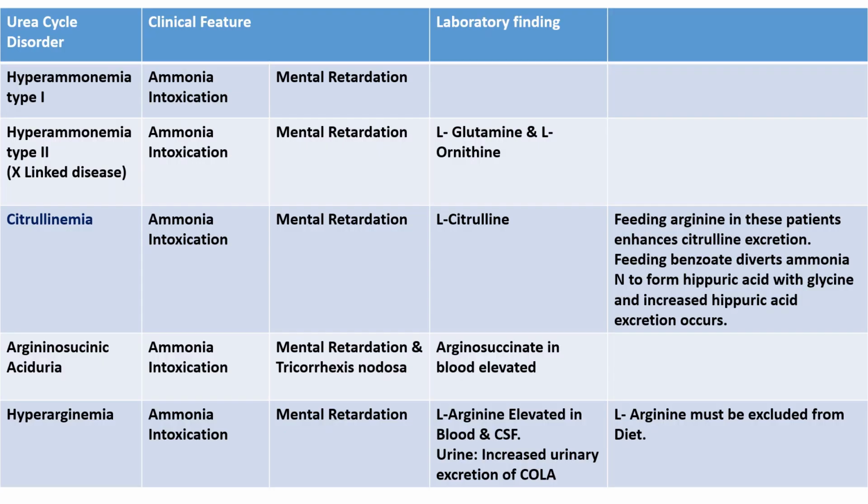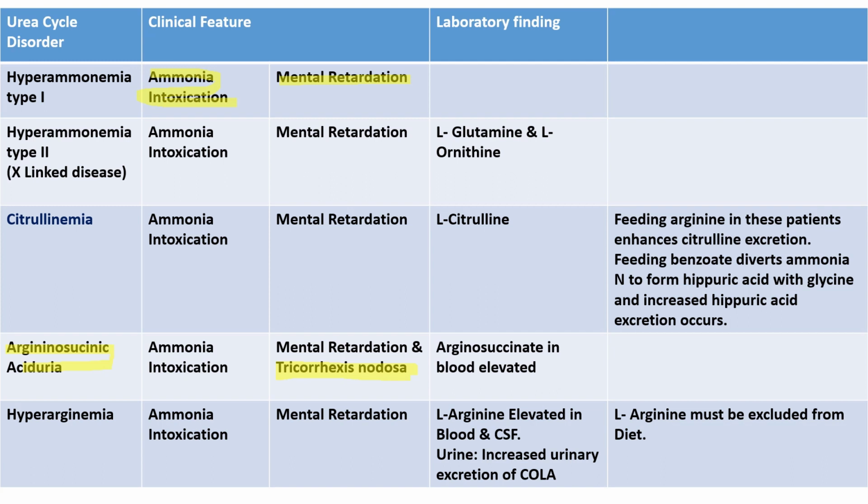Now here you can see it in urea cycle disorder. It is all type of disorder in which you will find hyperammonemia and ammonia intoxication. Some में रहेगा mental retardation. But the characteristic feature of arginosuccinic aciduria is here you will find trichorrhexis nodosa. यहाँ पे classically तुम्हें trichorrhexis nodosa मिलेगा.